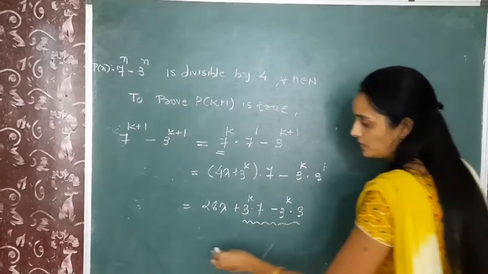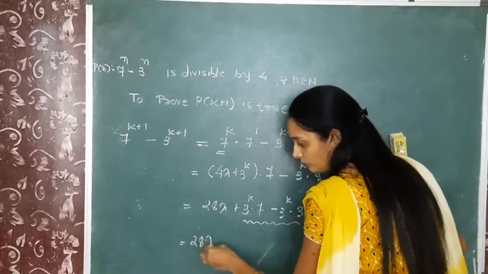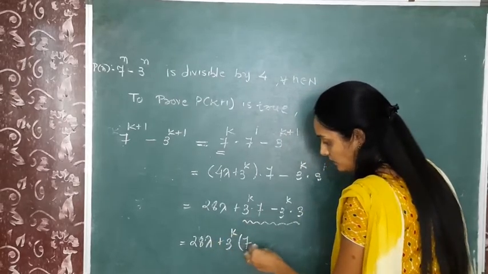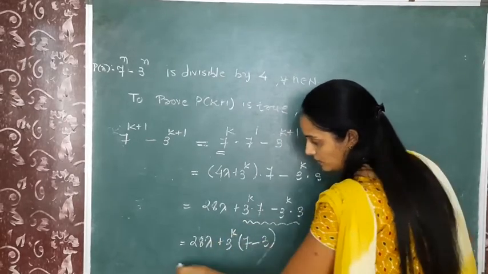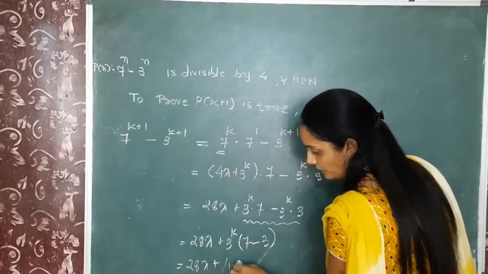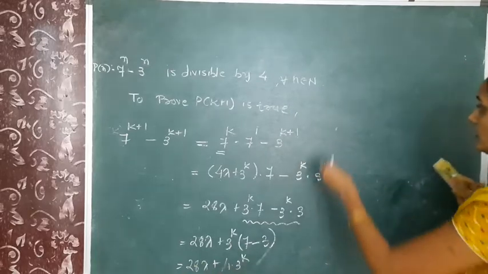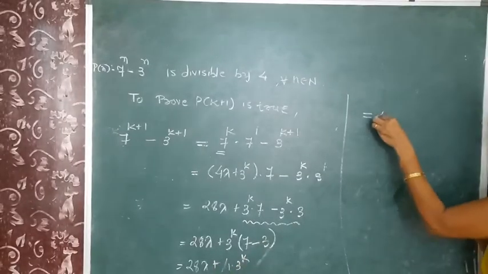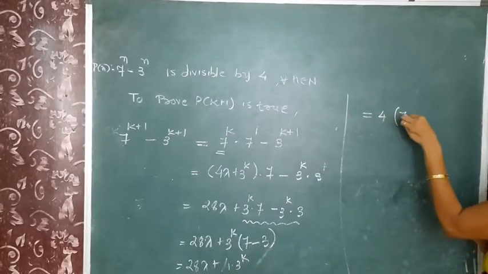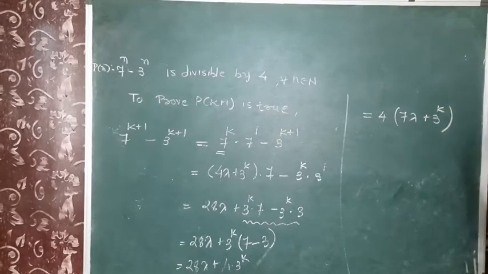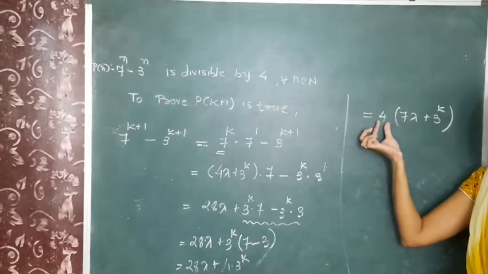From these two terms we can take 3 raised to k common. So here 7 minus 3. So 28 lambda plus 4 into 3 raised to k. And now we can take 4 common from these two terms. So we can write 4 in the bracket, 7 lambda plus 3 raised to k. Here we have 4 as one factor.